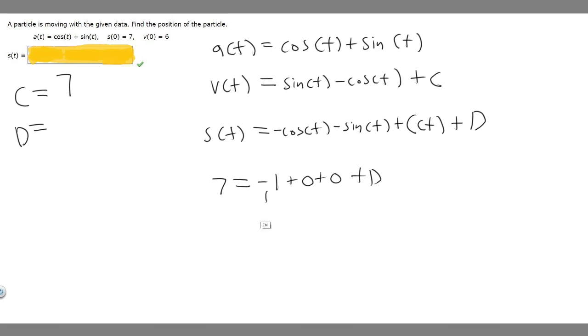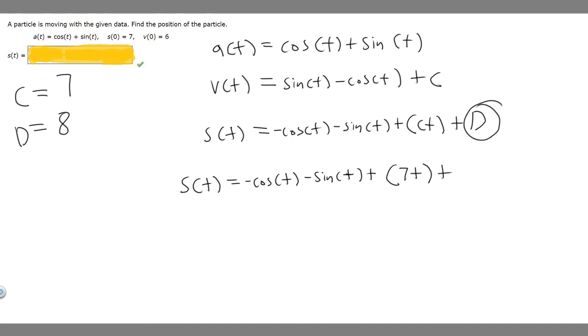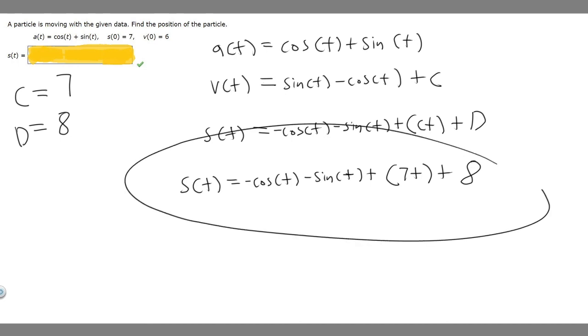So now that we know d equals 8, all we've got to do is plug everything back into our function and we'll be done. So s of t is going to be equal to minus cosine of t minus the sine of t plus c times t, so c is 7, so plus 7 times t, plus d. And we know that d equals 8, so plus 8. So this right here is going to be your answer.